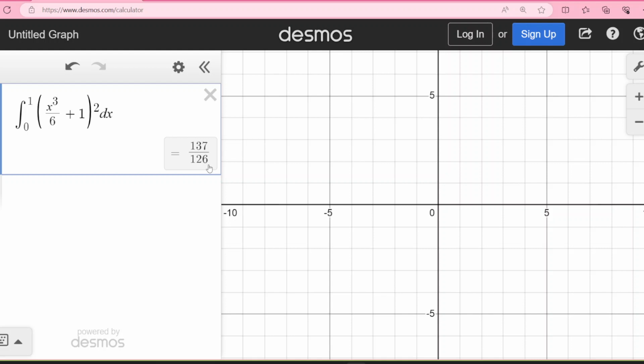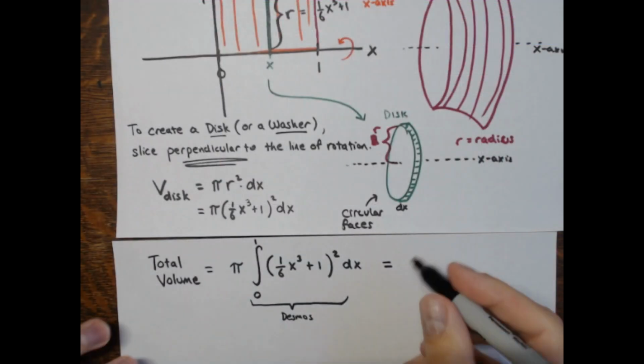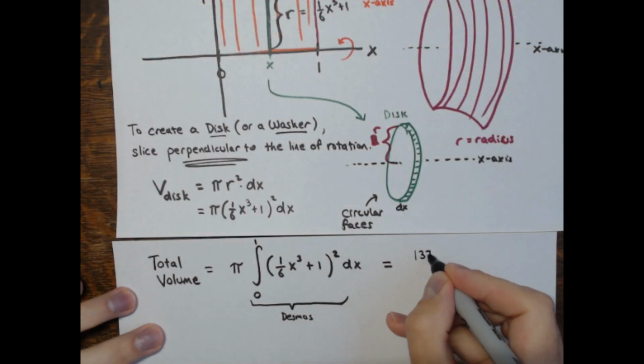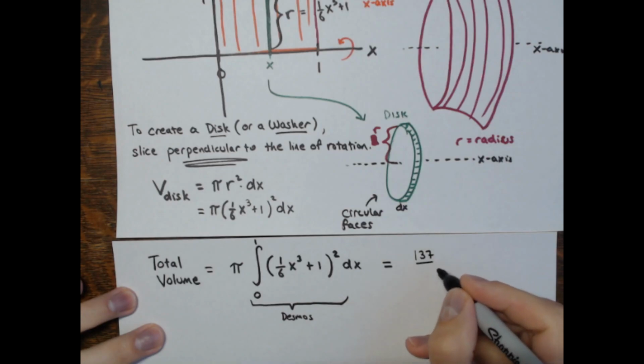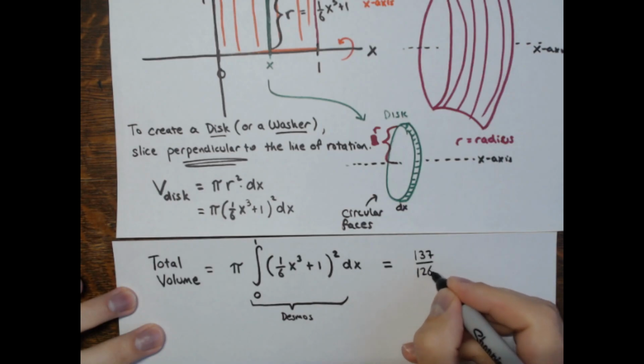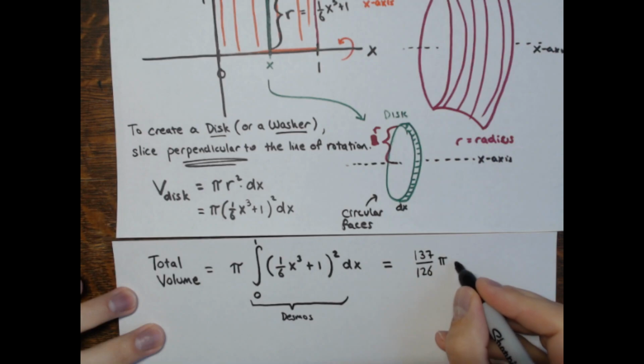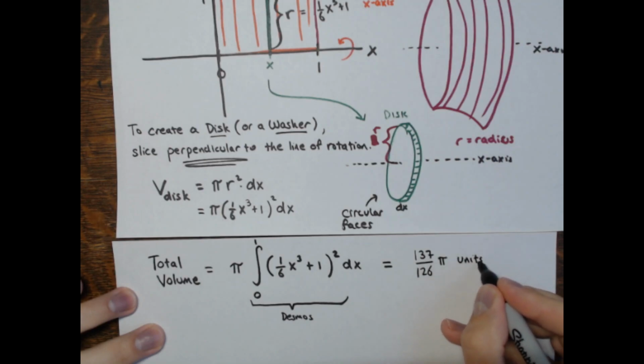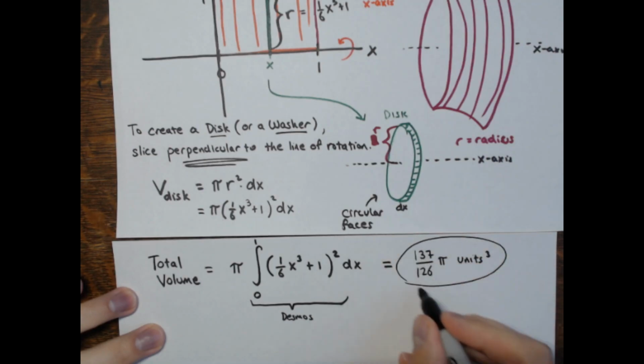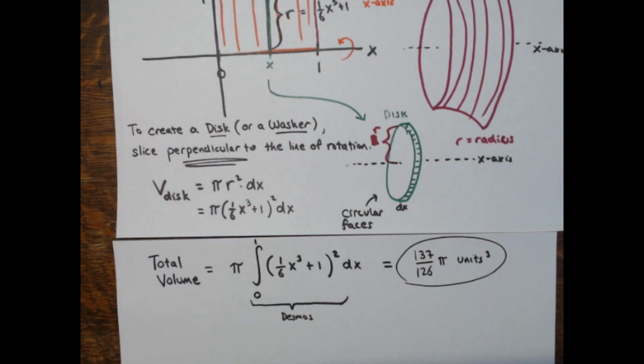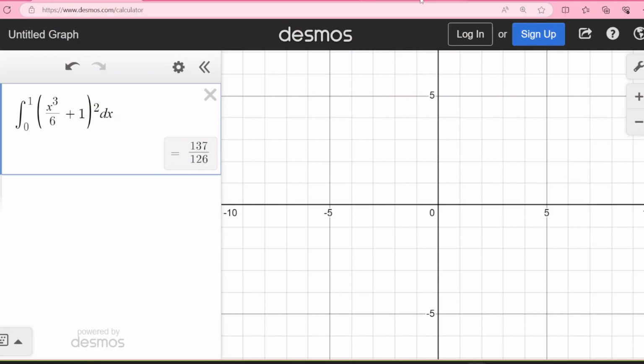137 over 126 times pi. Don't forget the times pi. We put it out early. So this is 137 over 126 pi. And that would be in, right, cubic units, right? That was the volume. So I shall enter that back in the homework.